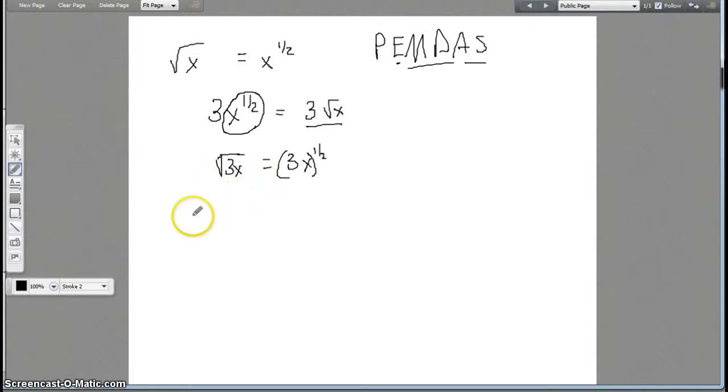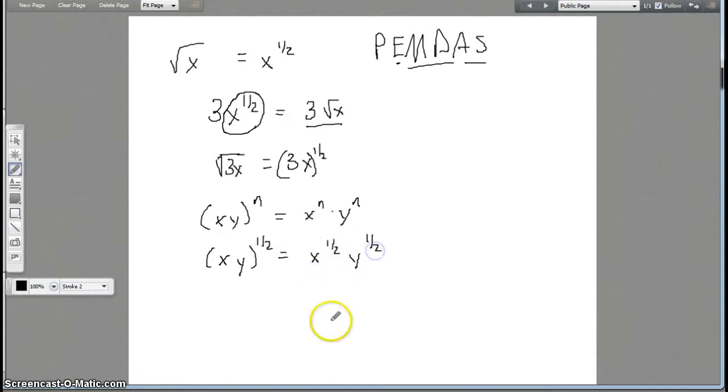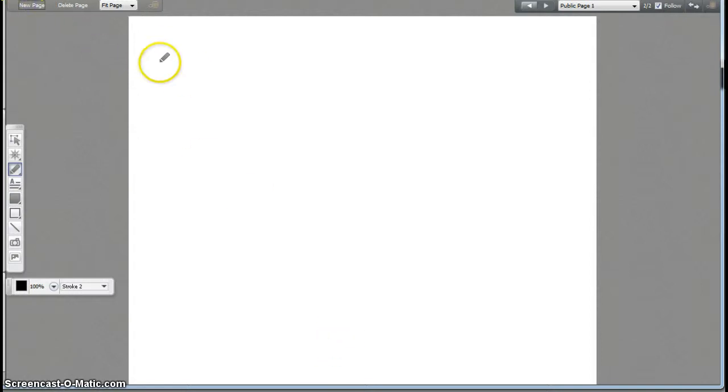Now, you may remember when we were covering exponent rules, if we had x times y to the nth power, that was the same as x to the nth times y to the nth. Well, this means that if you have x times y to the 1/2 power, which remember is a square root, that's the same as x to the 1/2 times y to the 1/2. So the square root of xy is equal to the square root of x times the square root of y. What this means is that we can simplify our radicals. So let me show you a couple of these.